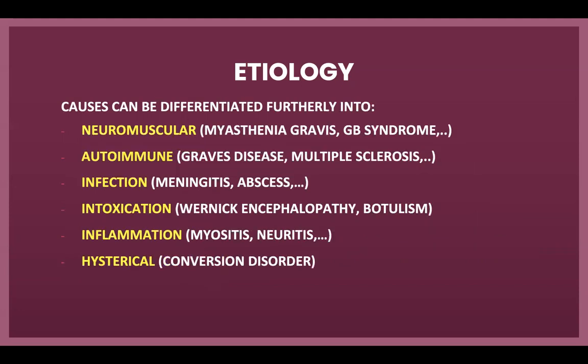It can be differentiated also by the pathological process. It can be neuromuscular pathology, like myasthenia gravis and Guillain-Barré syndrome; autoimmune, like Graves' disease and multiple sclerosis; infection, like meningitis and abscess; intoxication, like Wernicke encephalopathy, botulism, and scorpion sting; inflammation, like myositis and neuritis; and hysterical, like conversion disorder.